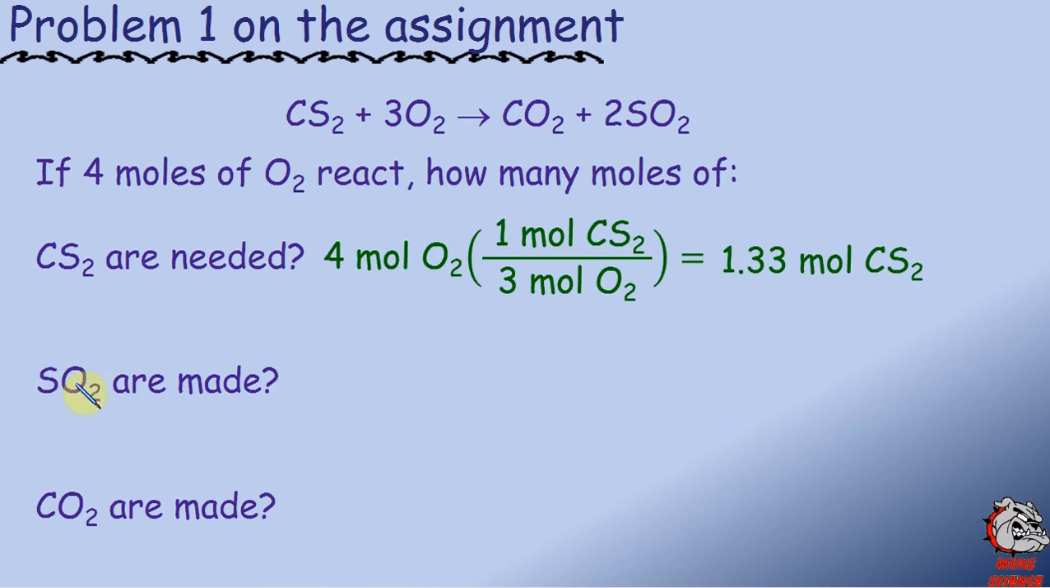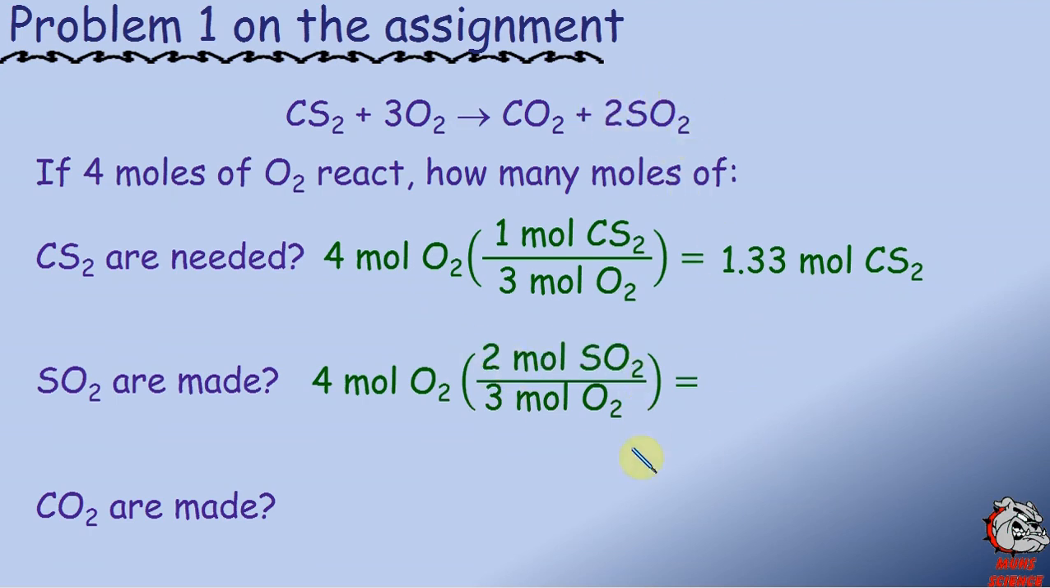The given is the same for sulfur dioxide. I have 4 moles of oxygen, just like before, and I always go with what the given is. Moles of O2 go on the bottom, and the 3 from the chemical equation follows it. This time we're interested in SO2, and the coefficient in front of SO2 is 2. So I bring in 2 moles of SO2, and now it's 4 times 2 divided by 3. That ends up being twice the amount we had in the first problem, because the only difference is a 1 here and a 2 here. So 4 times 2 is 8, divided by 3, and you get 2.67 moles.